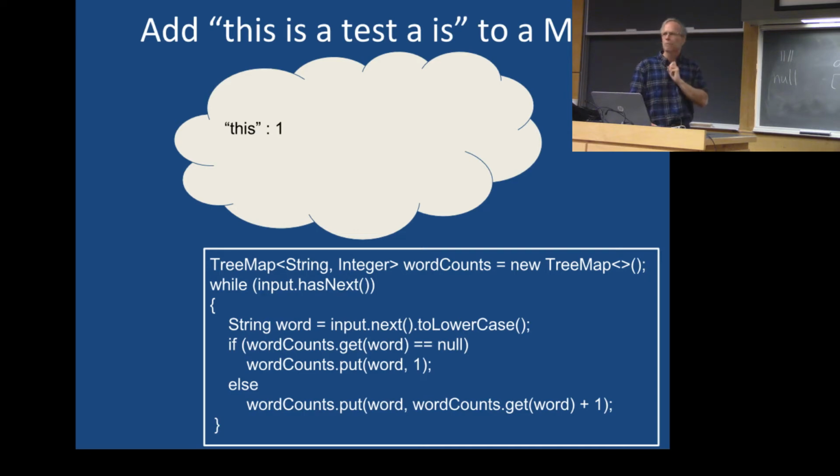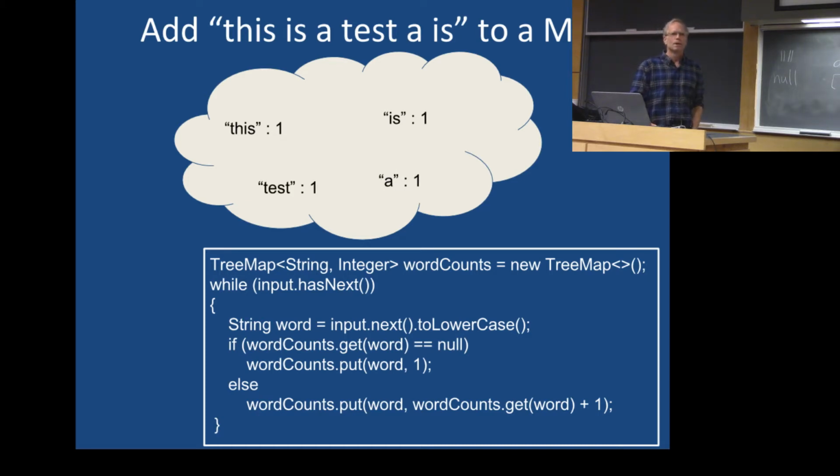What happens the next time through the loop? Is gets mapped to 1. Right, we'll do the is, and it'll get mapped to 1. What happens next? We got A mapped to 1. Okay, so that gets mapped to 1, and then we know that test gets mapped to 1.